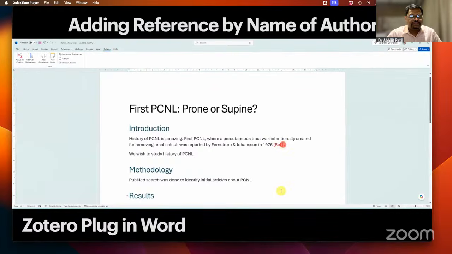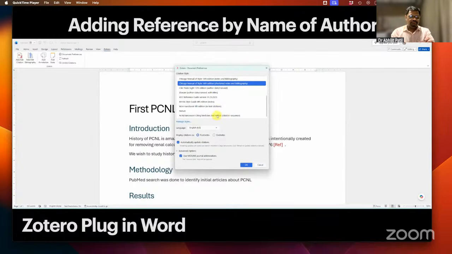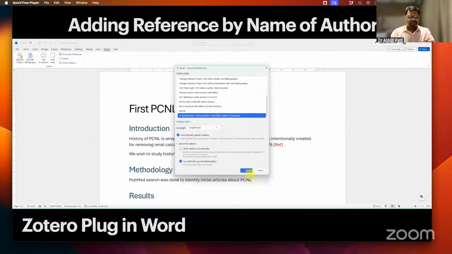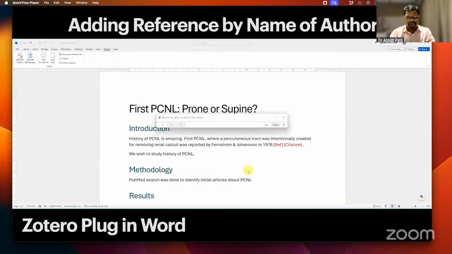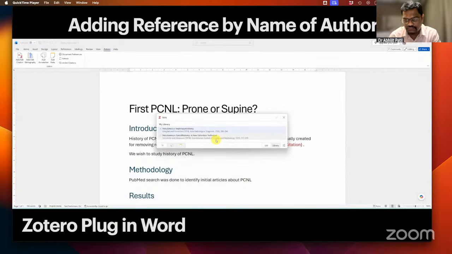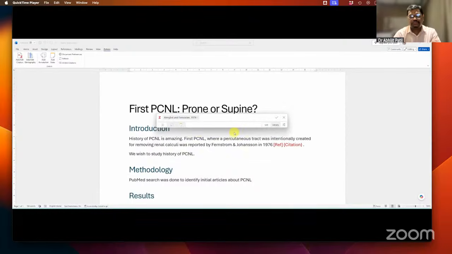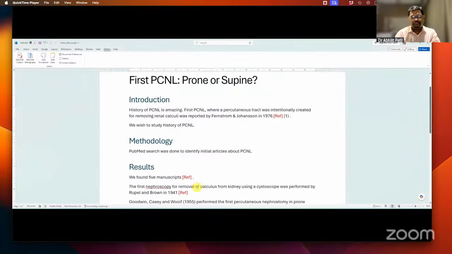Click Zotero, add reference, put cursor to the point where reference is required, select Vancouver, say OK, and then type the name of the author. The Zotero entry will come. Select the proper reference and tick mark yes. Our reference is added now.